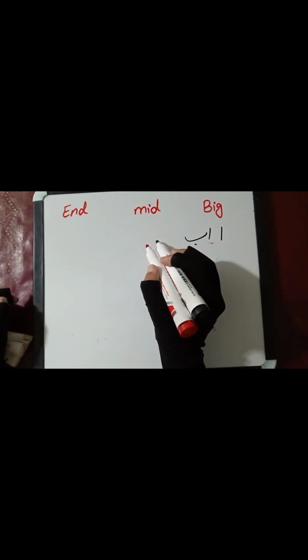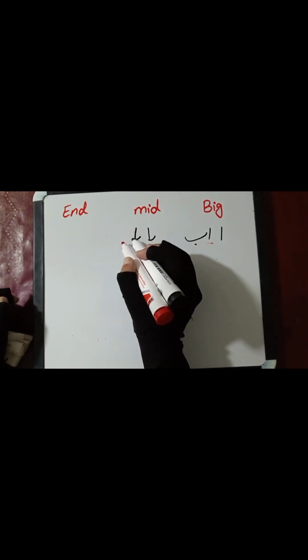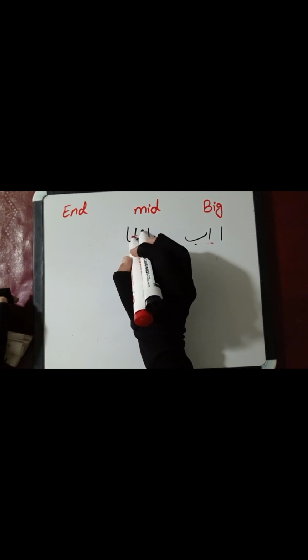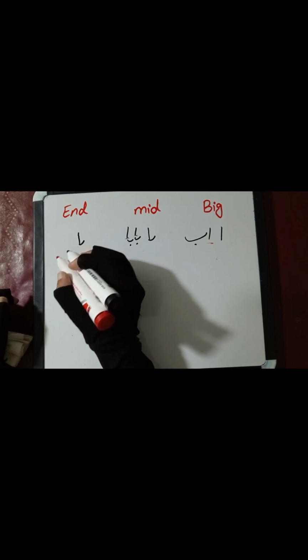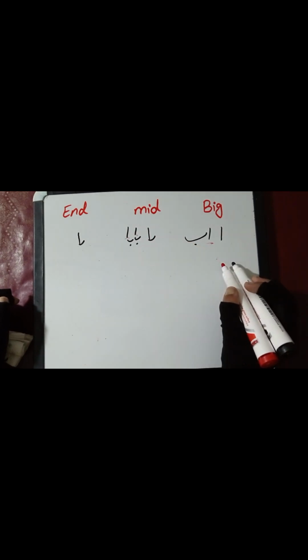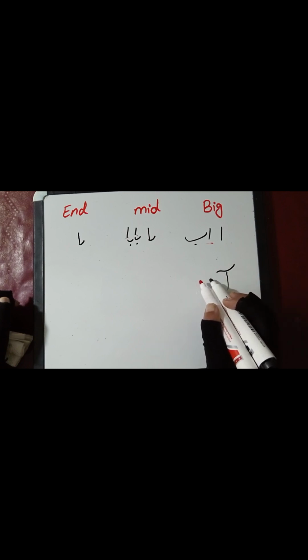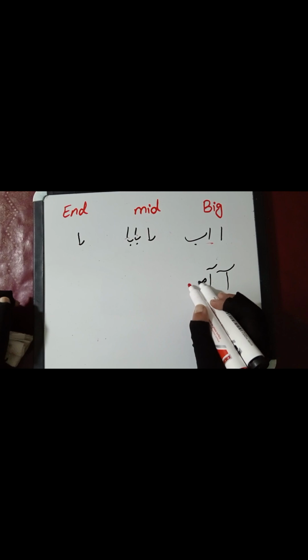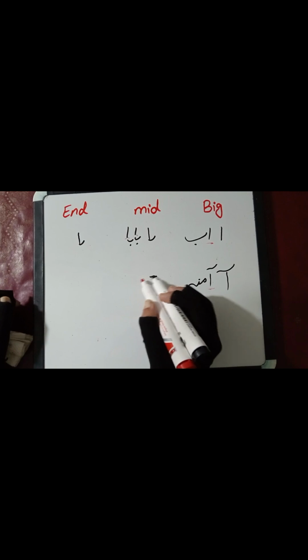ab, like this. In the middle, alif comes with connector like baba, this one and this one. In the ending, alif also comes with connector, the same example of baba. And the second is alif madda, like amna. This one has no middle and ending position.